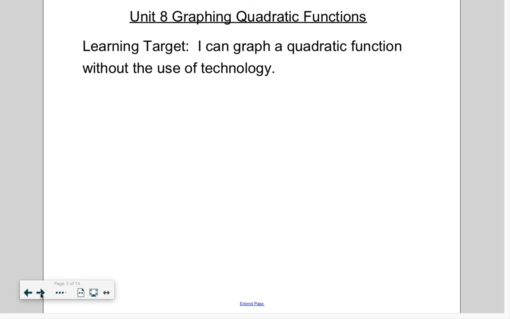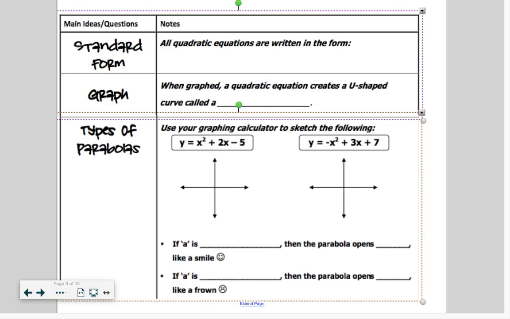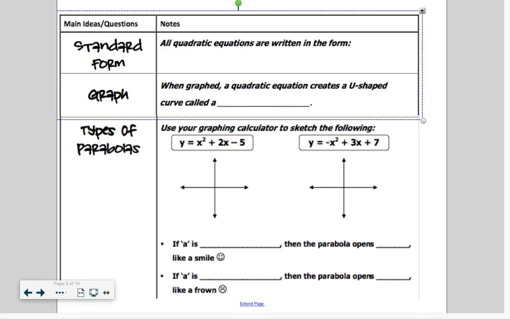So today we're going to talk about how we can graph a quadratic function without the use of technology. And your notes are similar to this. Just like y equals mx plus b is a form for linear, there's different forms that quadratics can take.